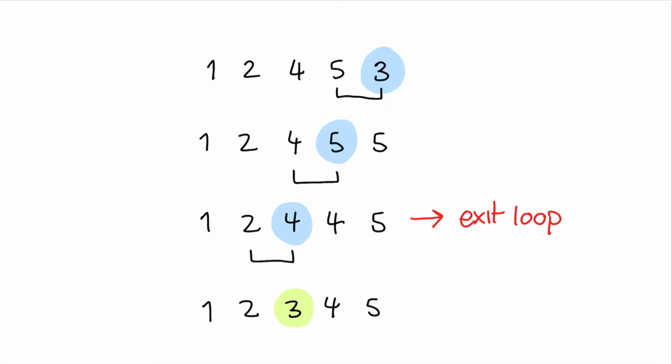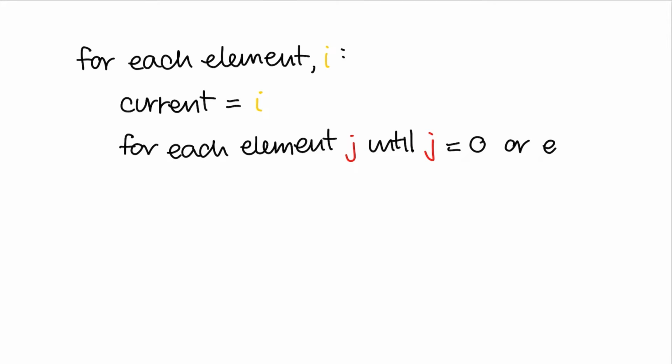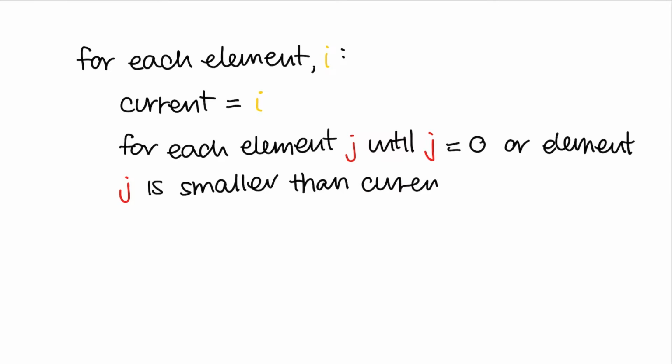Now let's try writing this down in a more concrete way. First, we need a for loop that will loop through the entire array. So for each element, and I'm just going to call this element i. Now we have to save the current element so that we can swap it later on at the end of the second loop. So current equals element i. Then we have another loop inside of here going backwards, and stop when it reaches 0 or when the element is smaller than the current one, and we're just going to call this element j.